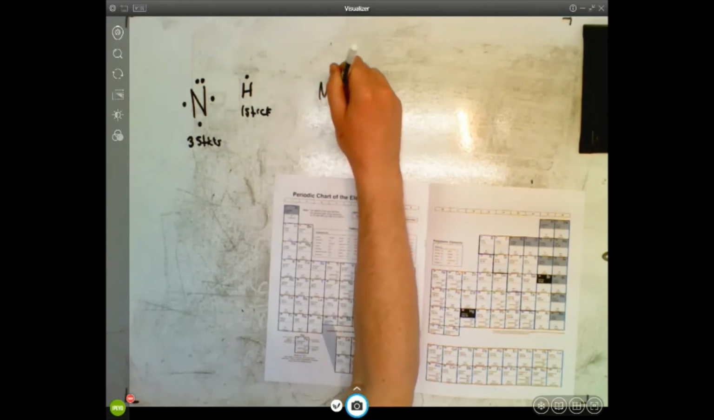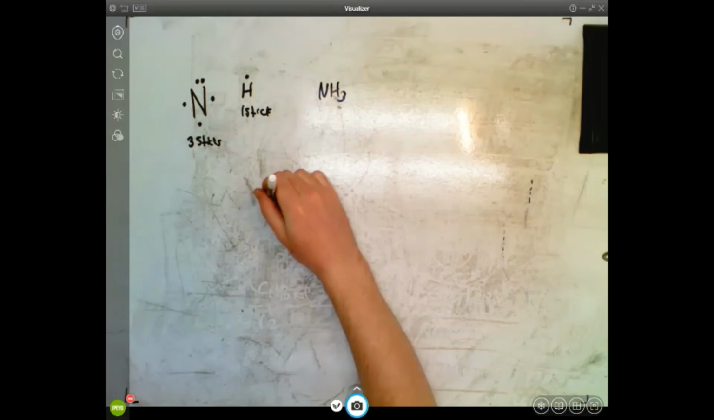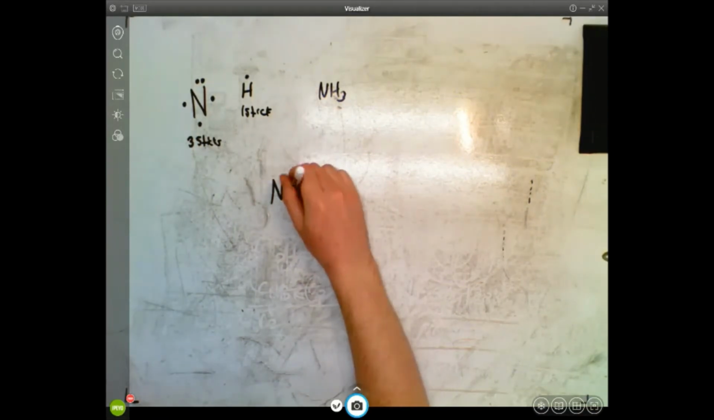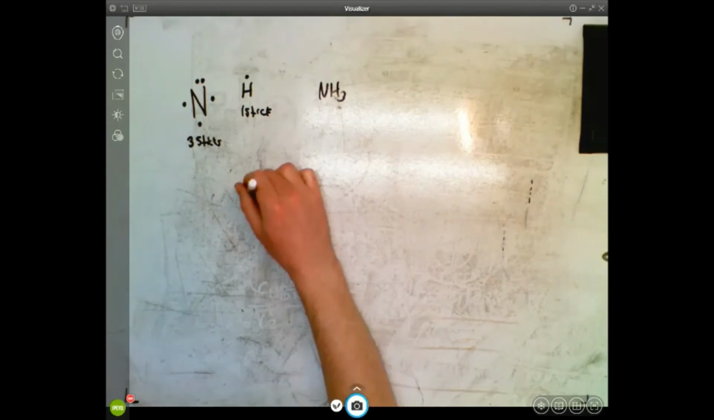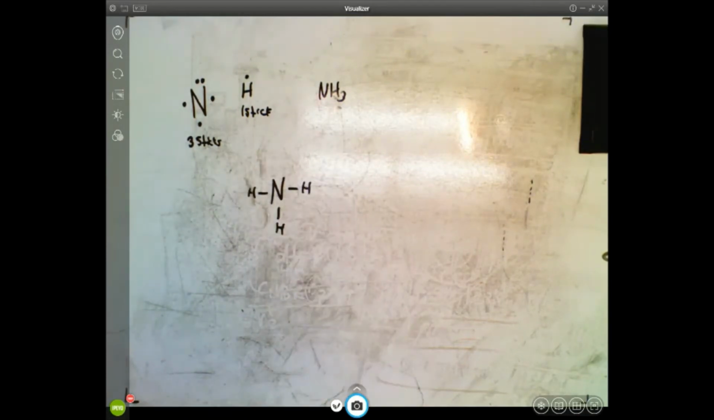And it says our molecule is NH3, so nitrogen needs 3 sticks attached to it, hydrogen needs 1. So that's what it's going to look like, NH3. And that's why it's NH3, not NH4, because it'll need 3 sticks attached to it. Okay. So I'm going to do one more example with double bonds.